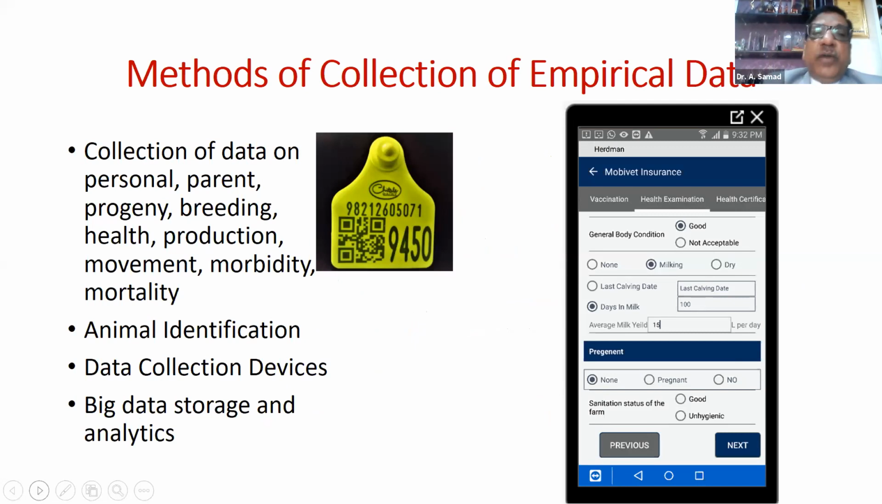Now I come to the next point. What are the methods of collection of empirical data? Now with availability of lots of apps, computers, collection of data on paper is becoming redundant. And the simple reason is that if you are collecting data electronically, then it has got a lot of credibility.